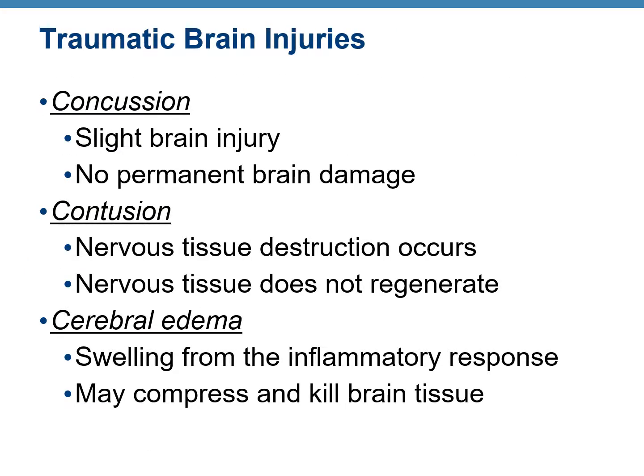Traumatic brain injuries. Concussion is a mild brain injury and there is no permanent brain damage. Contusion is where some nerve cell damage occurs, and remember that nervous tissue does not regenerate, there is no mitosis. Cerebral edema means swelling due to accumulation of fluid. So this is a swelling because of inflammatory response. If there is too much swelling, it may compress and kill the brain tissue.